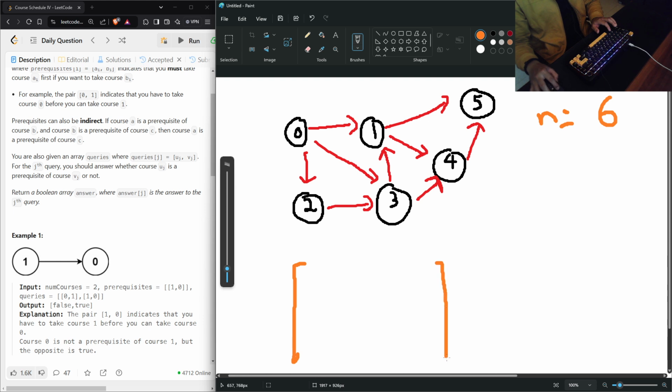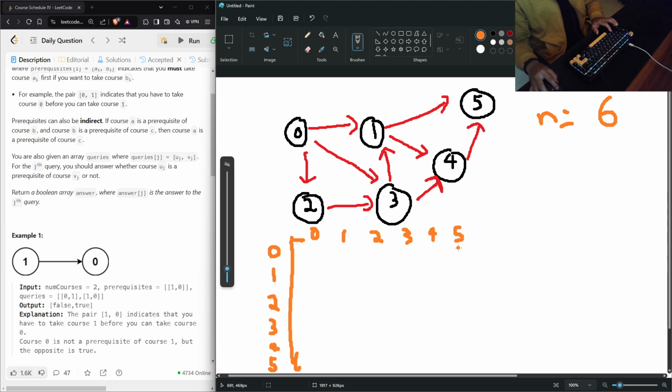Initially, let me draw that matrix first. We have 0, 1, 2, 3, 4 and 5. We have 6 rows and 6 columns. Initially what this basically means is, do we have a connection from the i and j values?